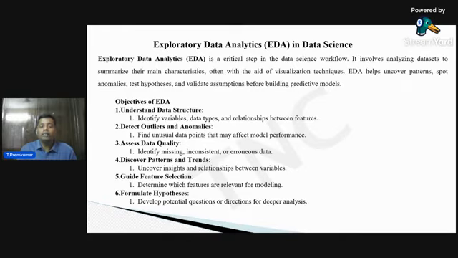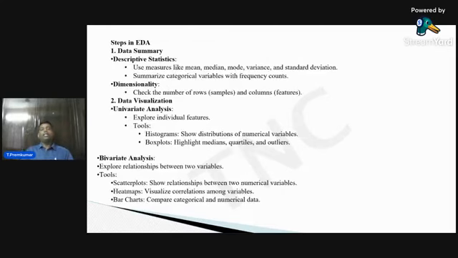And guiding feature selection, which is used to determine which features are relevant for the modeling. Then formulating hypotheses, to develop potential questions or directions for deeper analysis. Okay, this is about exploratory data analysis. With this continuation, we'll have the EDA steps.